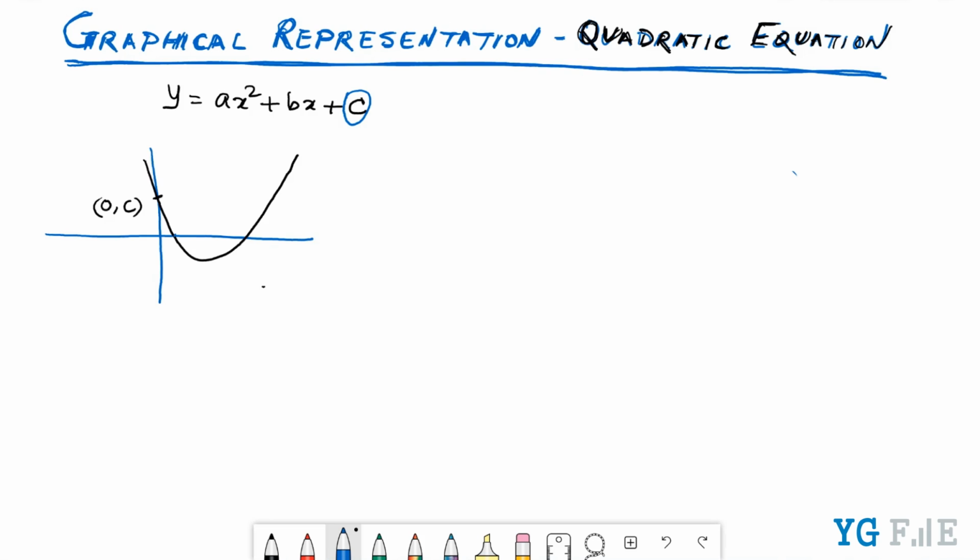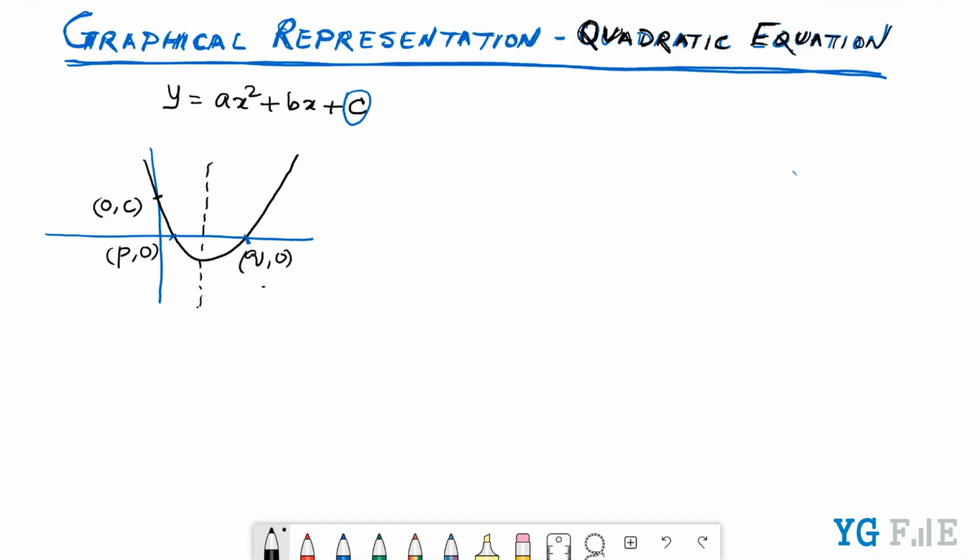Now these 2 points where the parabola intersects the x-axis are called the roots. We can label them as x equal to p, y equal to 0, and x equal to q, y equal to 0. If we assume that p and q are the roots, then (p, 0) and (q, 0) are the 2 points on the xy plane where the parabola, or the quadratic curve, intersects the x-axis.